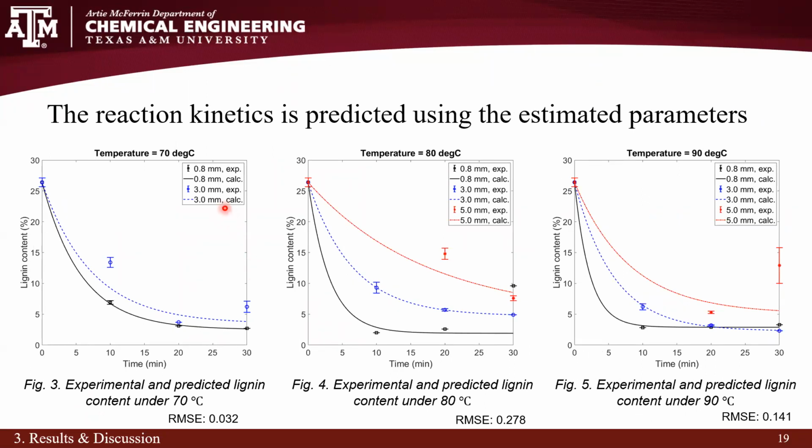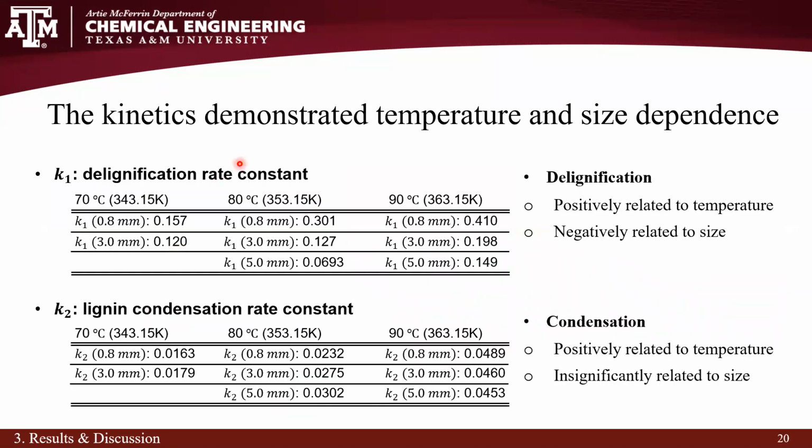You can see from the three different conditions, 70, 80, and 90 Celsius, the predicted model captured the delignification reaction dynamics pretty well, showing very low root mean square error values. And in this graph, as you can see, when the biomass thickness is thinner, the reaction takes place faster than with the larger size of wood chip. And this is more clearly shown in the table.